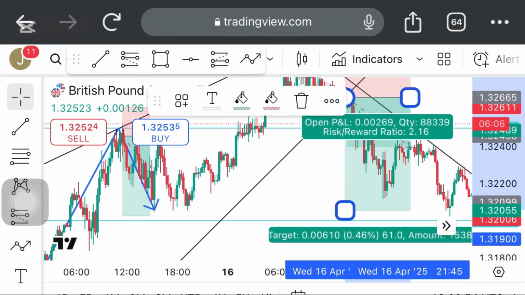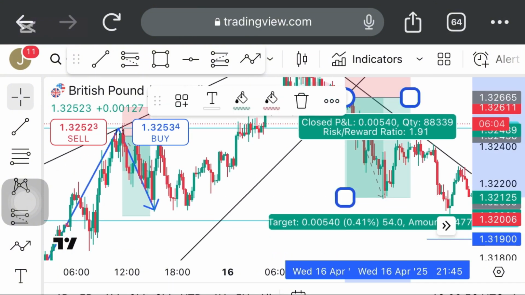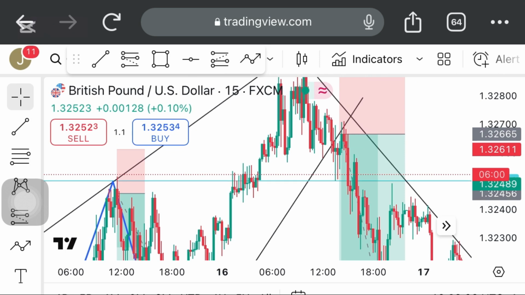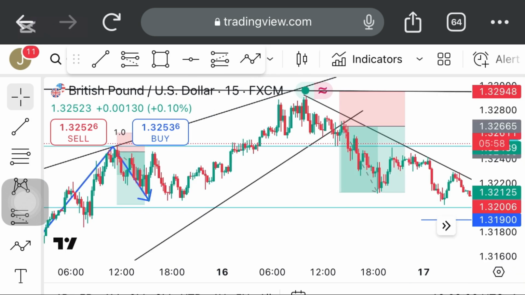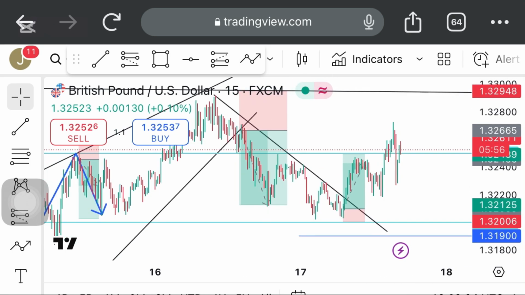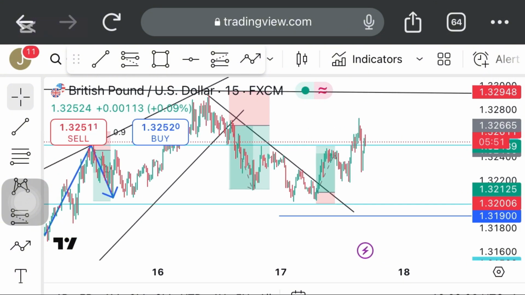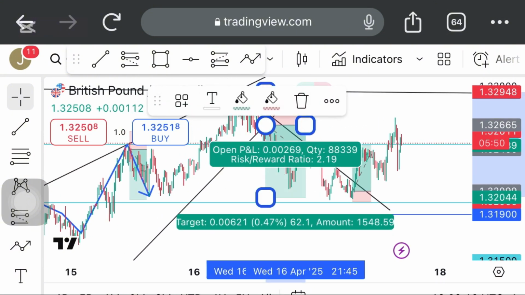almost times 2. Yeah, it's even equivalent to times 2, because with the trade management strategy that I use, it's equivalent to 1 to 2 risk to reward. So that is pretty much it. That is that for that.